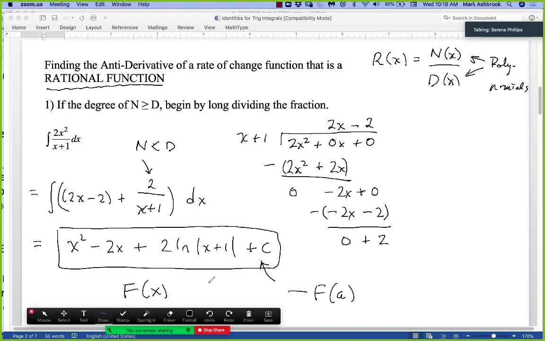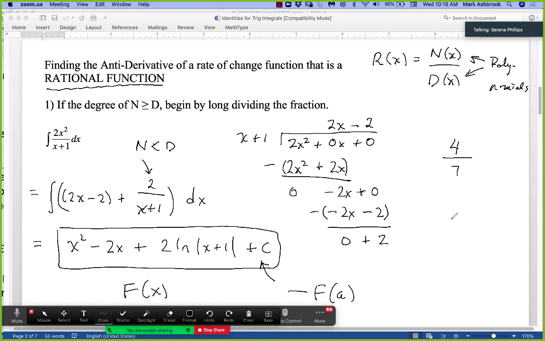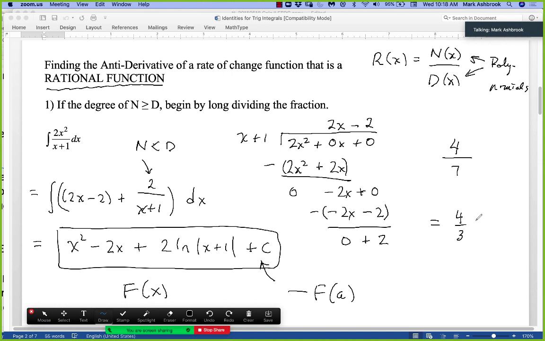I have a question. Sure. Could we have just split up the integral to begin with, like the integral of 2 over x plus 1 plus the integral of x squared over x plus 1? Is 4/7 equal to 4/3 plus 1? Sorry, I was just wondering if we could split up the integral. I'm answering your question. Because that's what you want to do here. You want to start with a sum, and then break up the denominator.